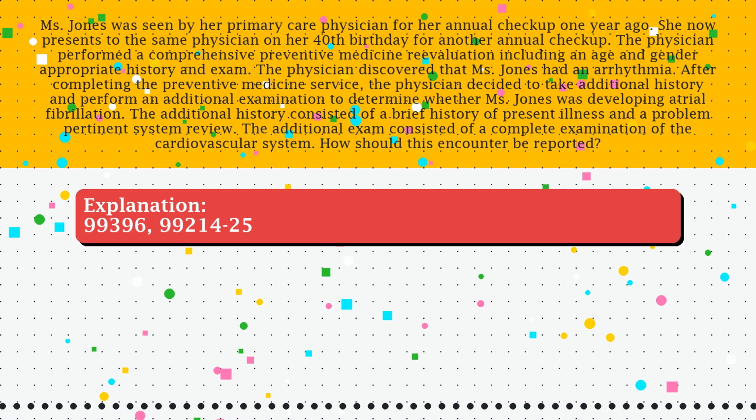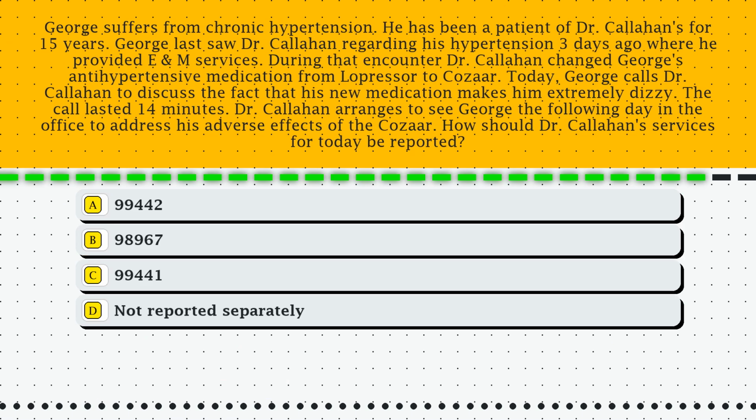Question 101. George suffers from chronic hypertension. He has been a patient of Dr. Callahan's for 15 years. George last saw Dr. Callahan regarding his hypertension 3 days ago where he provided E&M services.